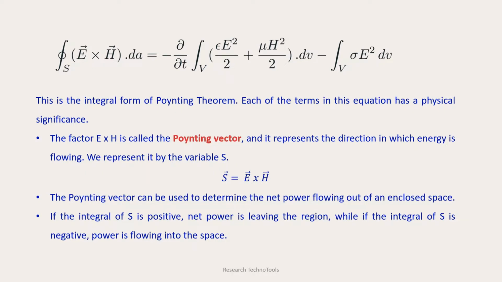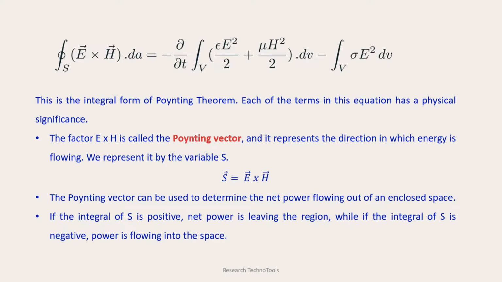The Poynting vector can be used to determine the net power flowing out of an enclosed space. If the integral of S is positive, net power is leaving the region, while if the integral of S is negative, power is flowing into the space.